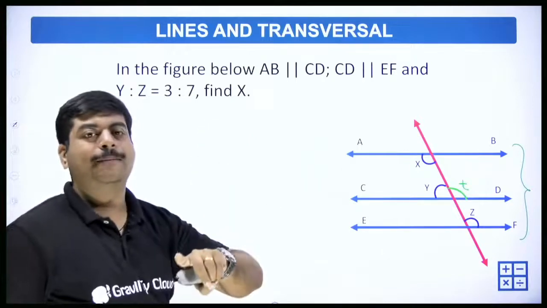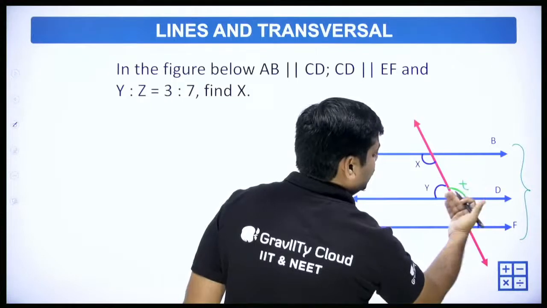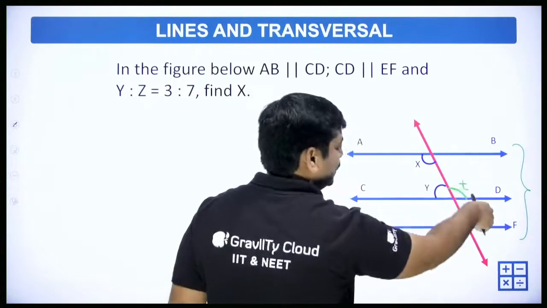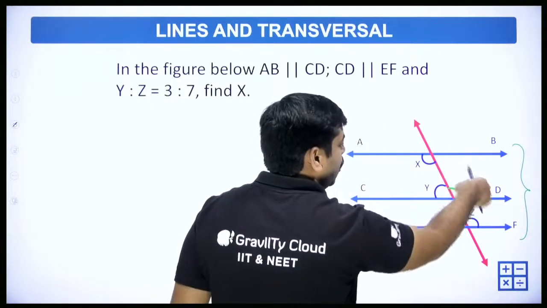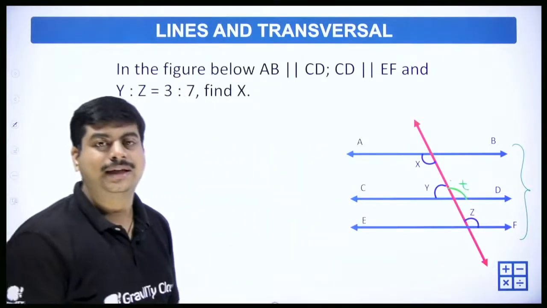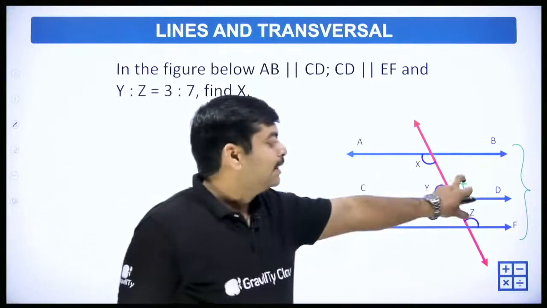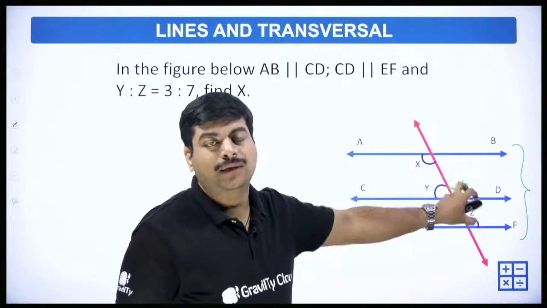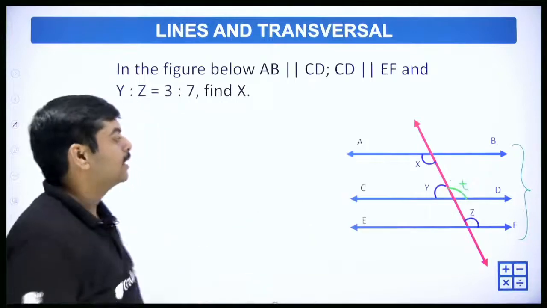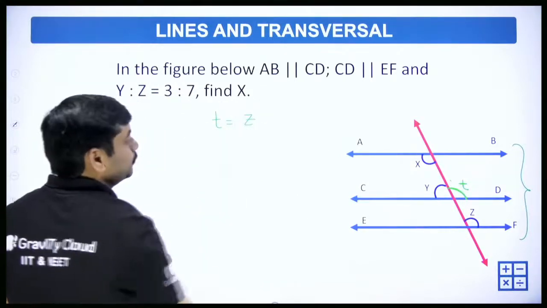On the same side of the transversal? One is interior, one is exterior. Alternate. Correct? One is interior, one is exterior. So I can say that these two angles are equal. We can say that angle T is equal to angle Z.